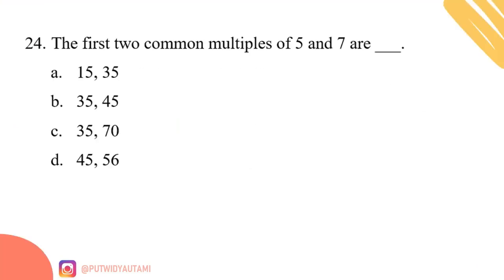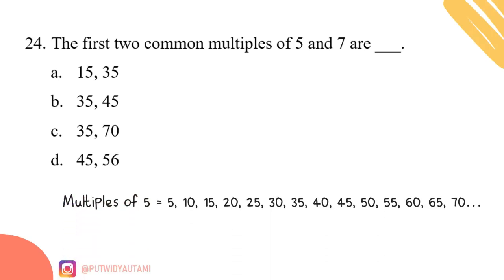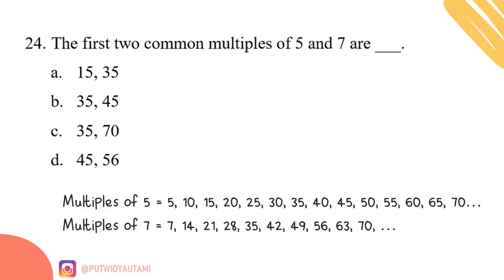24. The first two common multiples of 5 and 7 are, let's list the multiples of 5, here we go, and the multiples of 7. Now, find the common multiples. Yeah, it's 35 and 70. The answer is Charlie, C.